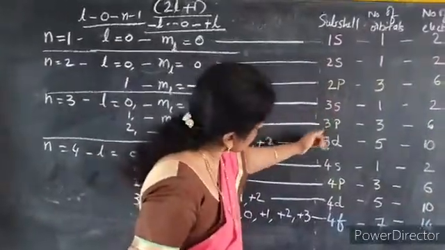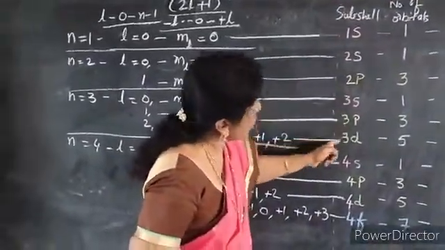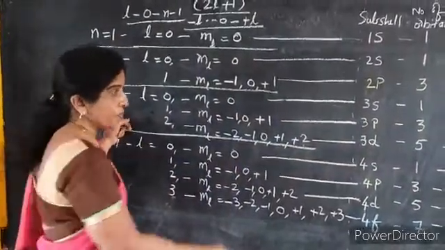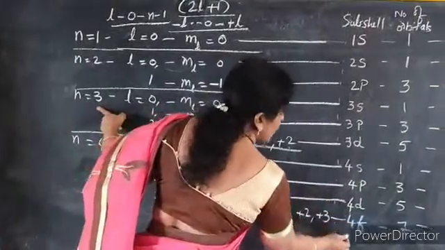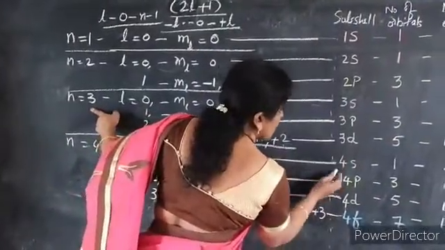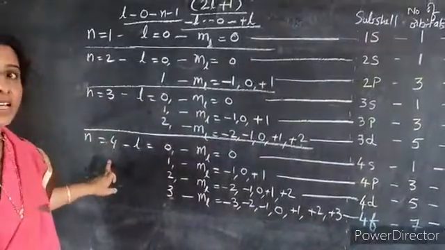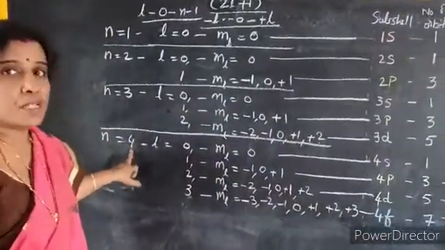And coming to 3s, 3p, 3d, these orbitals are present in the third shell, when n is equal to 3. And here you have 4s, 4p, 4d, 4f, which indicates that these 4 orbitals are present in the fourth shell, whose principal quantum number is 4.